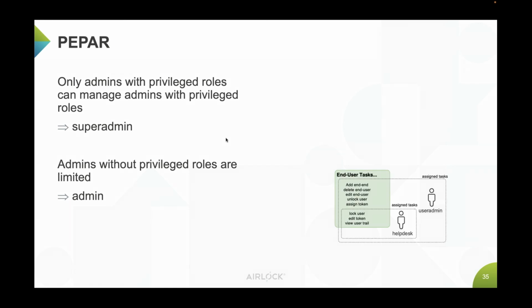We have here on the right-hand side in green two types of administrators, one to administer users, adding them, deleting them, editing them, and we have the help desk, which basically can help users if they lock their account, if they need some token change, or to just look at the user tray to support them with some tasks that the user is trying to achieve but cannot do themselves.